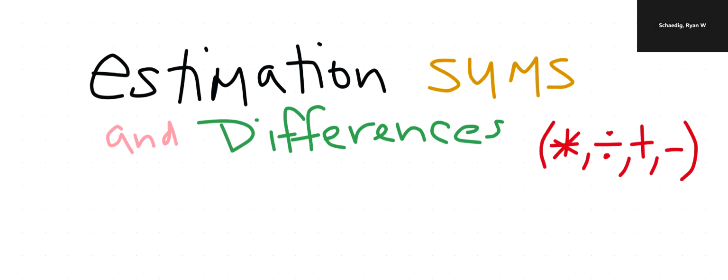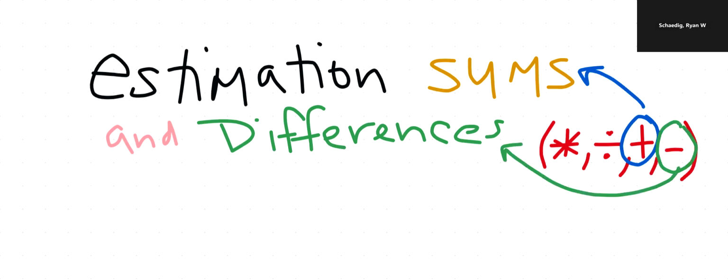And so today we are going to focus on just two of these operations, and we're also going to work on the fact that in these operations we're going to be looking at decimals. So we're going to talk about sums, which is the answer to an addition problem. And we're going to talk about differences, which is the answer to a subtraction problem. And then of course, we're going to do so using estimation.